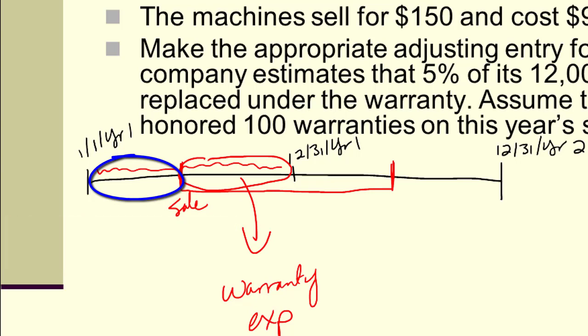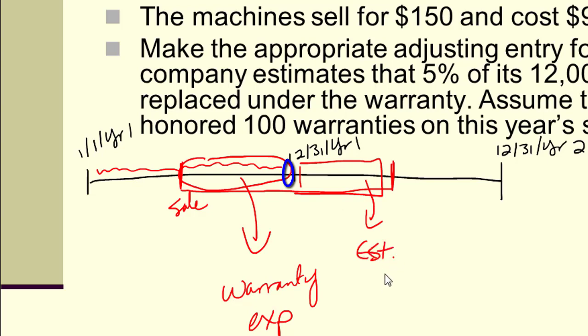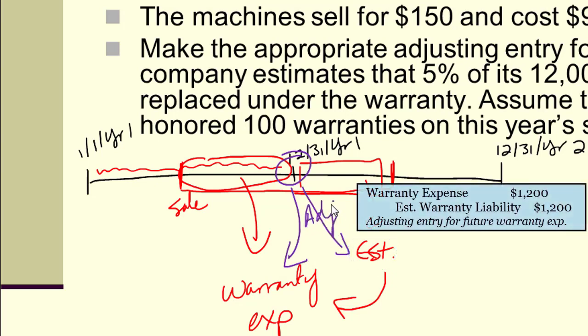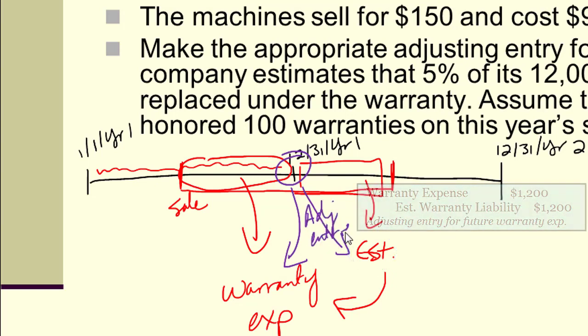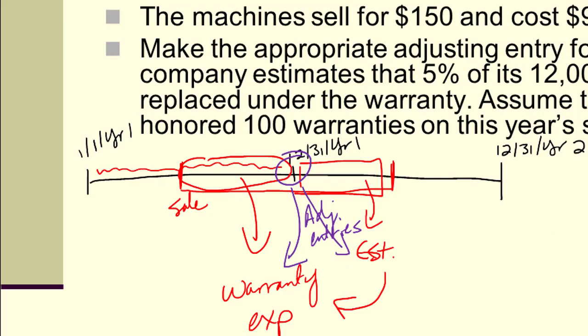But then at the end of this year, you're going to estimate what you think you're still going to have to replace in the following year. So this is going to be an estimate. And what they want us to do is record it as part of our warranty expense for year 1. So right here on 12/31 year 1, we're going to record this estimate and make it part of warranty expense. It's going to be one of our adjusting entries. So that's the idea with warranty expense.